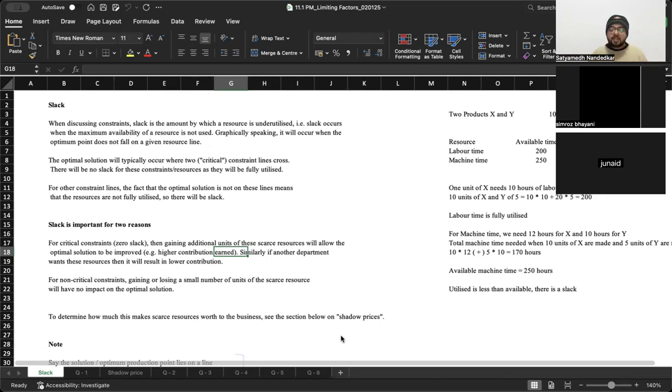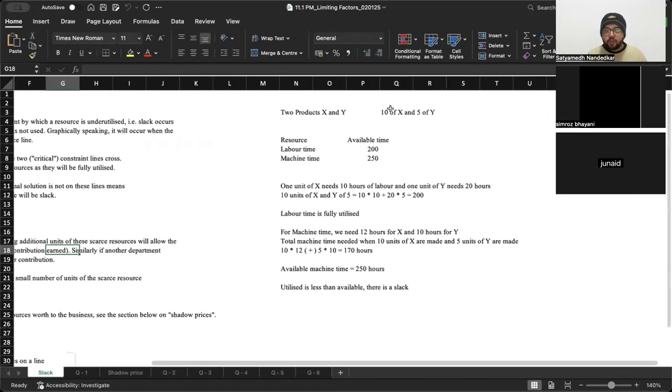Say for example, there are two products that I am making, product X and product Y. I am making 10 units of X and I am making 5 units of Y. For me, the labor time available is 200 and the machine time available is 250. This is a hypothetical situation. Now, 1 unit of X needs 10 hours of labor time and 1 unit of Y needs 20 hours of labor time. So, 10 into 10 plus 5 into 20, 200 hours. That means labor time is fully utilized.